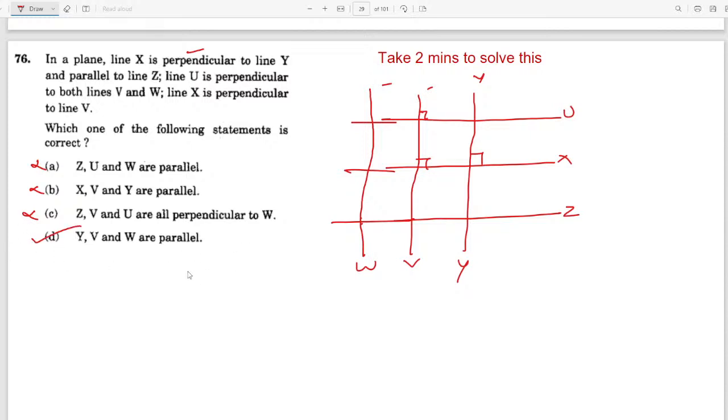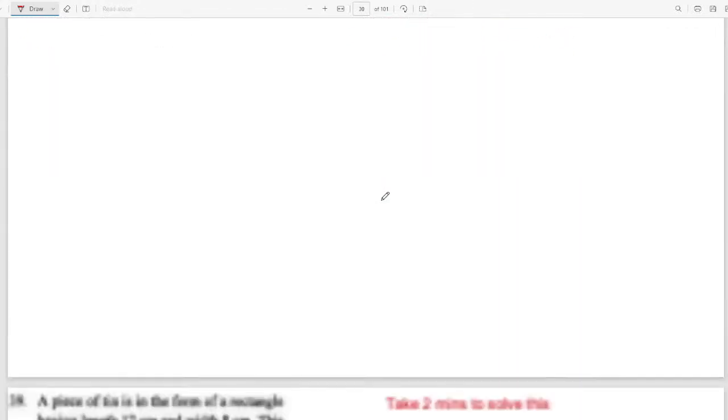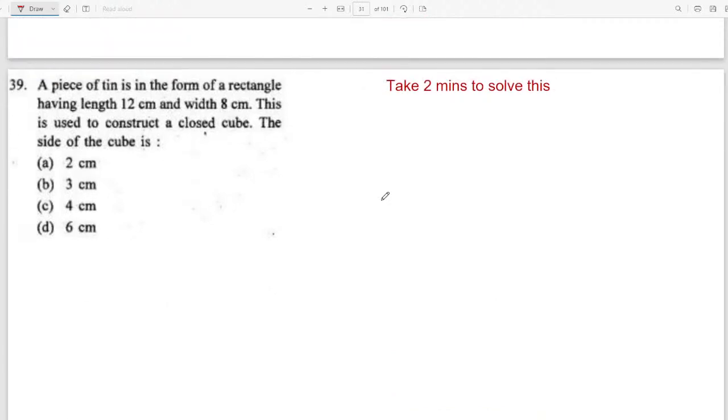I hope things are clear. I guess this is clear. If you have any query, please ask, or else we'll move to the next question. Okay, we'll move to the next question then. I hope there is no doubt. So take 2 minutes to solve this.